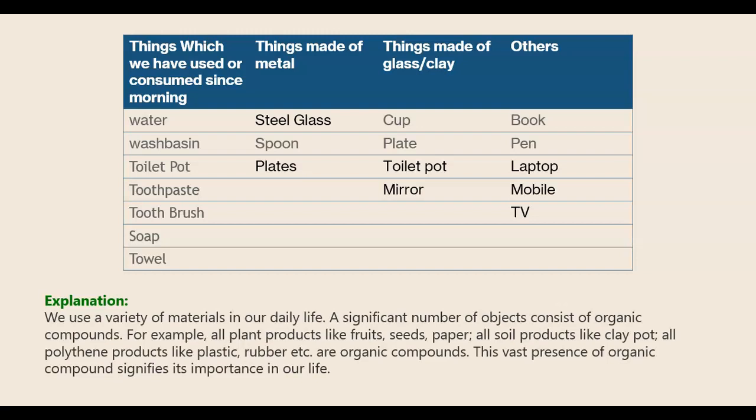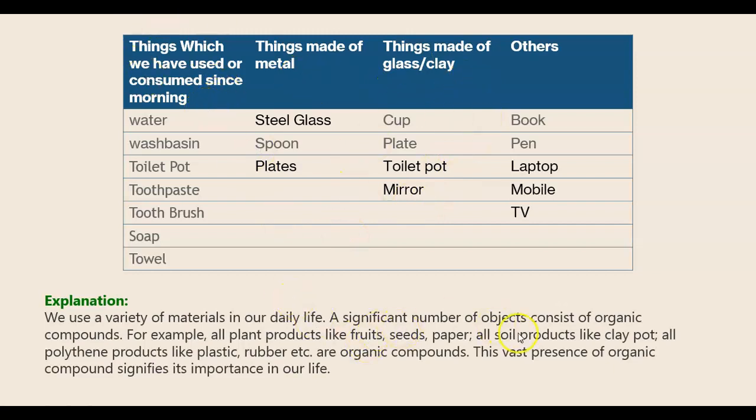So the explanation: what is the common thing that you can find out? Why are we considering water, wash basin, toothpaste, toothbrush, soap, towel, steel, glass, spoon, plates, mirror, mobile, laptop, pen, book, etc.? We are using a variety of materials in our daily life. As you can see in this tabular column, this just gives us a brief idea of what we are using or consuming during the day.